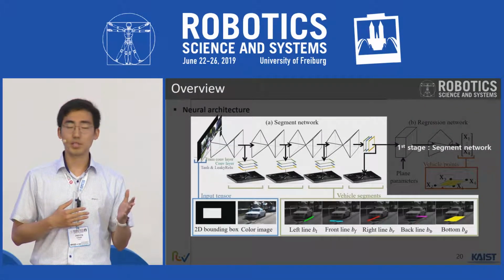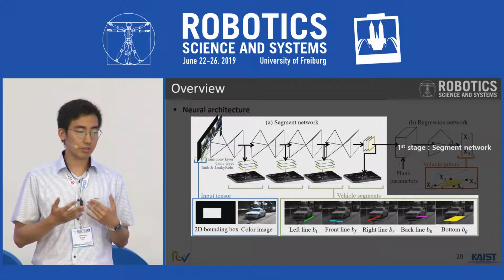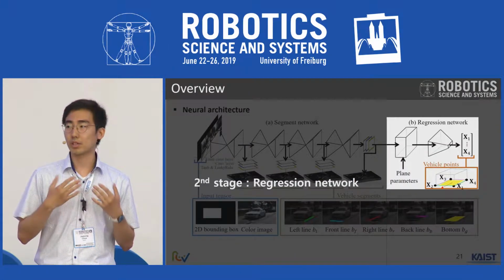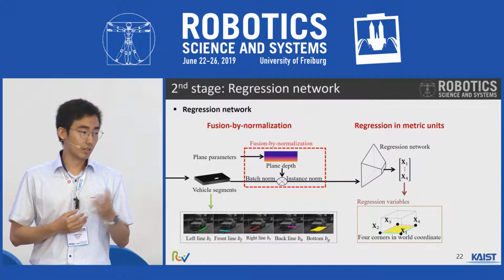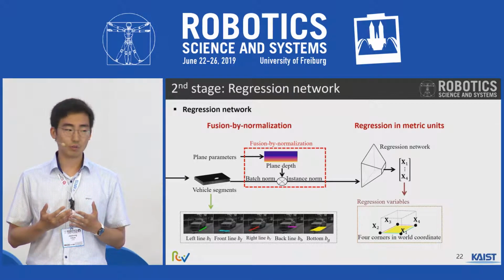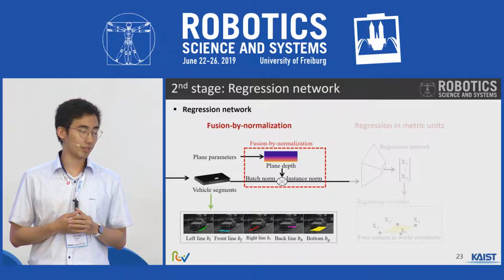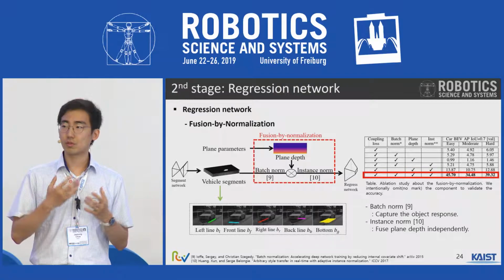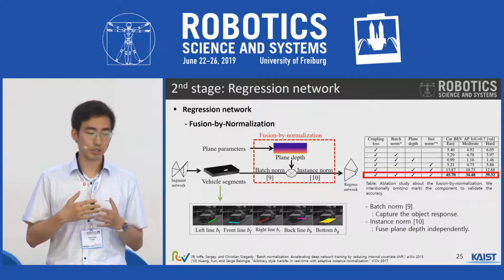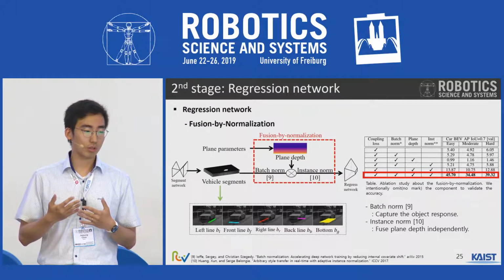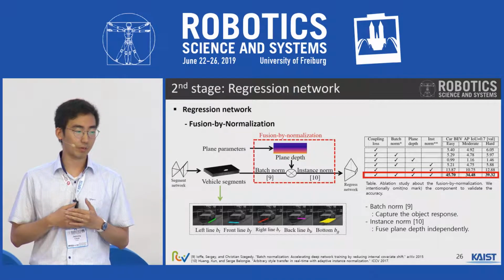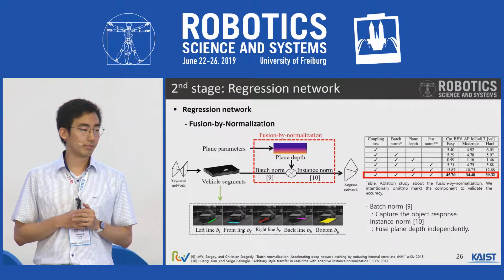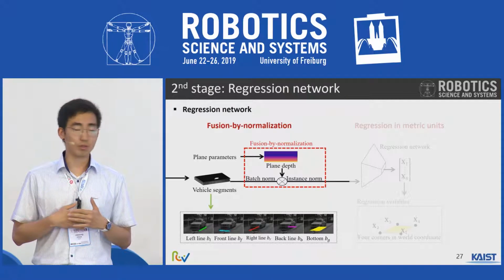So far, I explained the first stage of our network. The following stage is the regression network, which predicts the 4 bottom corners of the target vehicle. This network consists of 2 processes. I'll firstly introduce the fusion by normalization. This process is to fuse the plane depth into the vehicle segment using 2 normalization layers. Particularly, it increases the accuracy of our system 9 times higher. So it is very key for our system. And so far, I explained fusion by normalization.